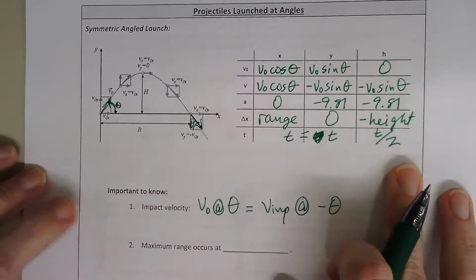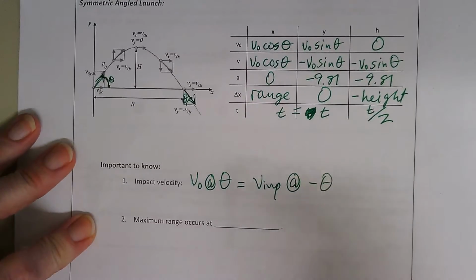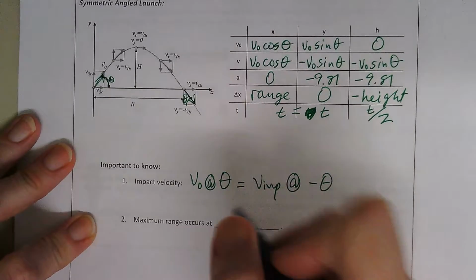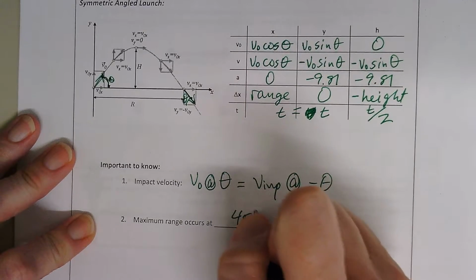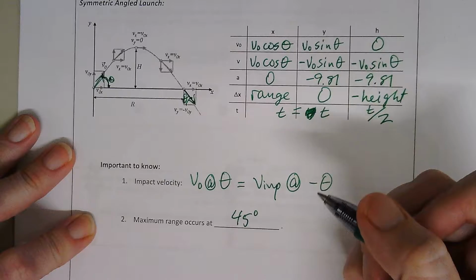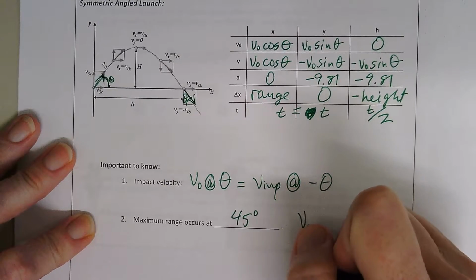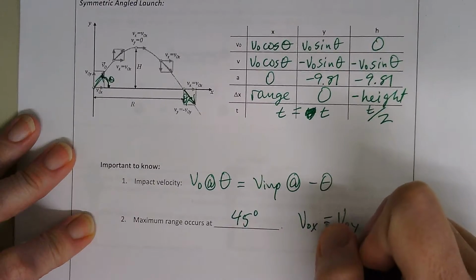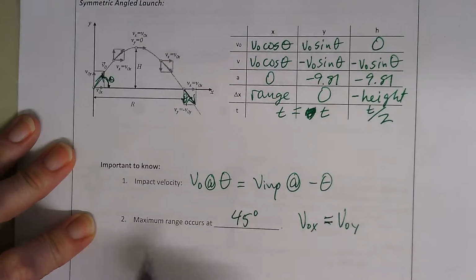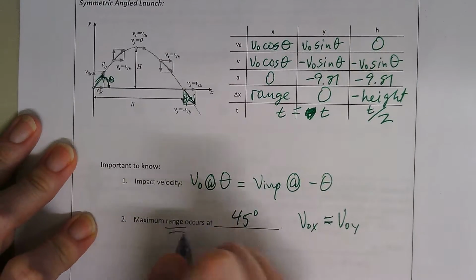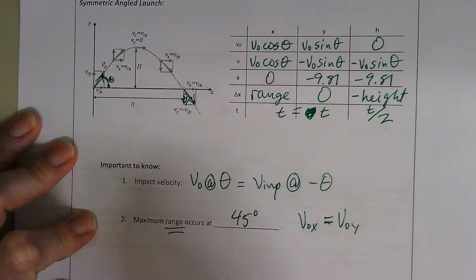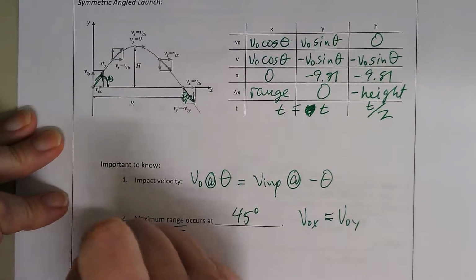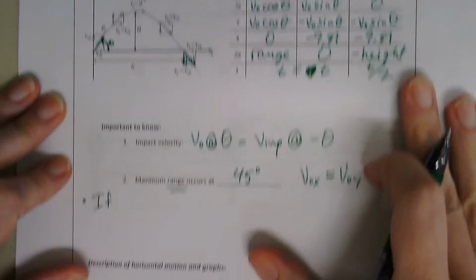Okay, what is your maximum range? The maximum range occurs at a 45-degree angle. Okay, at 45 degrees, your v initial in the x direction equals your v initial in the y direction. So that will give you your maximum range. Not maximum height, max range. I'm going to scoot this up a bit.